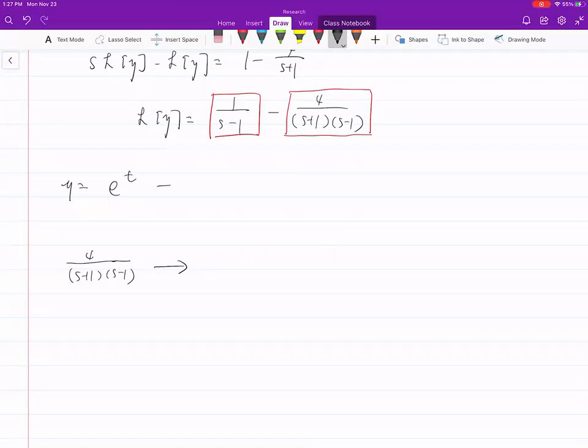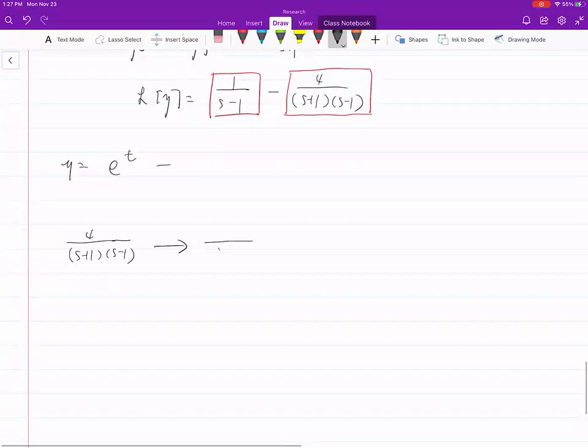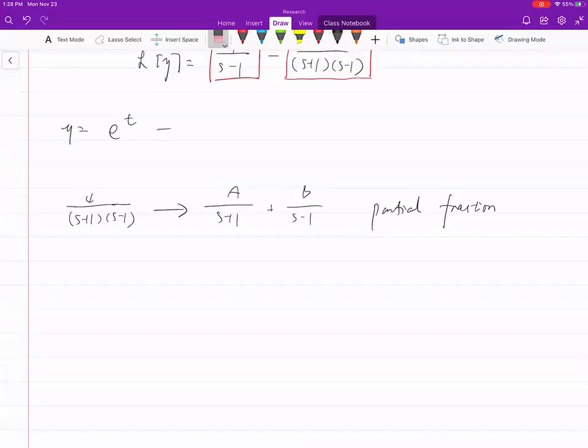Do you remember this in calculus 2 when you take the integration? This one can be split into this, right? Okay, partial fractions. Go ahead and try to test it. You will find this one is going to be 2 and the negative 2. I skipped the details, but it's basically partial fractions.